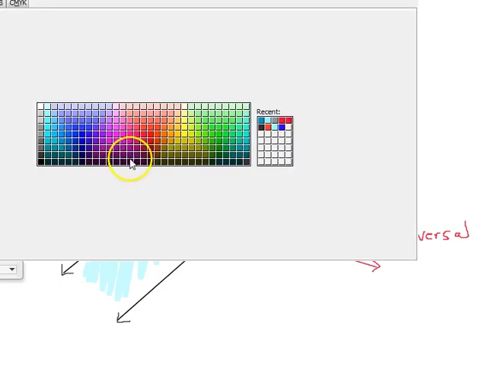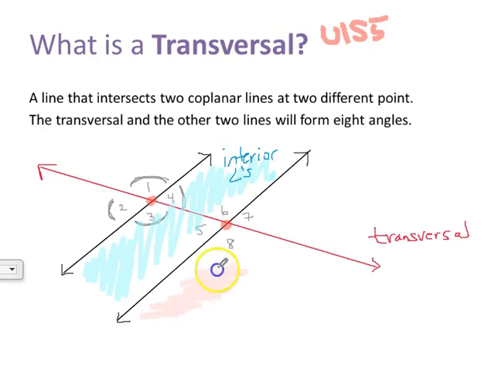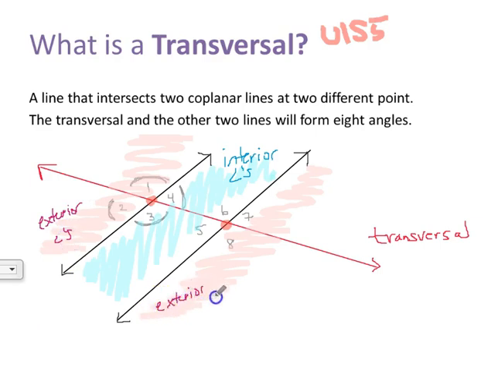Whereas on the outside of our two lines, let's do this in pink, our outside, we would call these exterior angles. And this is just going to help you guys when you're learning about some of the different angle pairs that exist when we've got transversals that intersect two lines. So go ahead, make sure you take these down in your notes. I'm going to move on to the next slide. So if you need more time, go ahead and click pause.